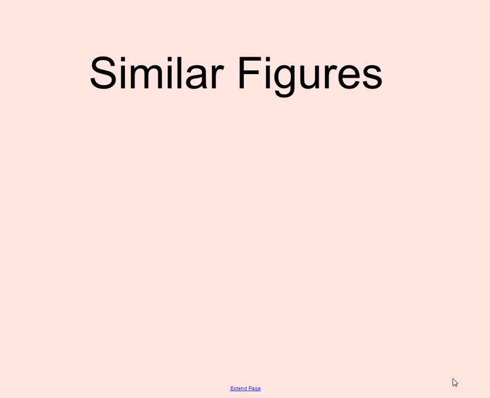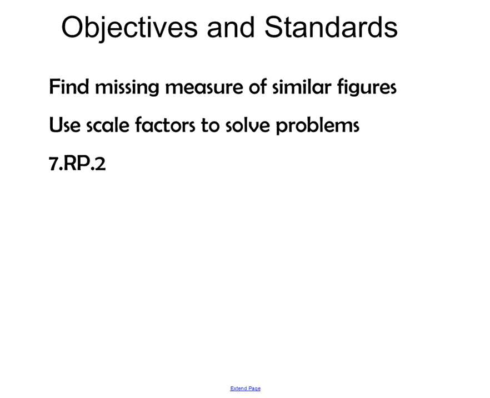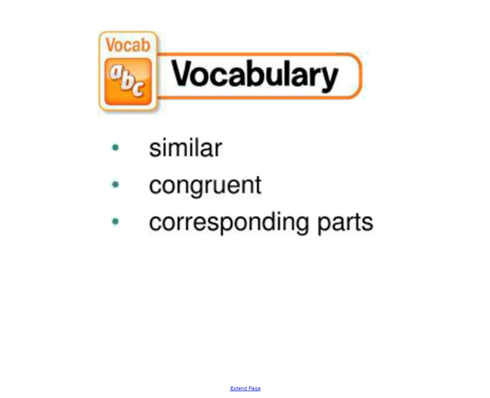Hi there. Today we're going to discuss similar figures. Objectives and standards. Today we're going to find missing measures of similar figures, and then we're going to use scale factors to solve problems. Our standards are 7.RP.2. The vocabulary you're going to need to know for today is similar, congruent, and corresponding parts.